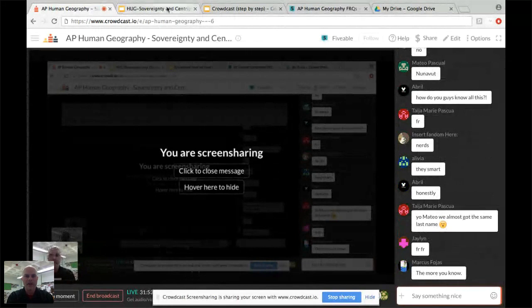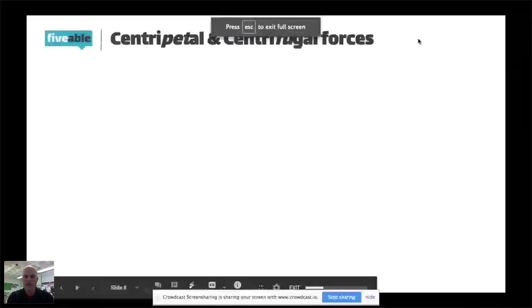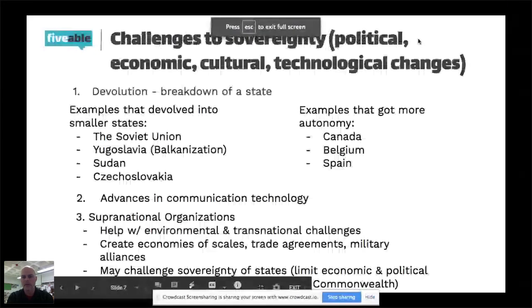So that was again in Canada. 2 examples of sovereignty: you have Quebec, and you have the Nunavut people. So what about in Belgium? Belgium is another good example.